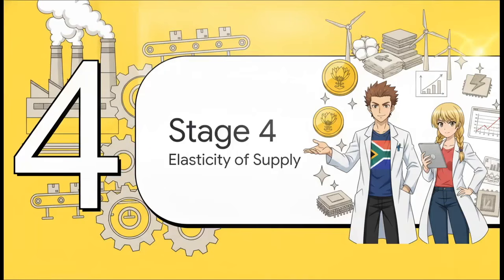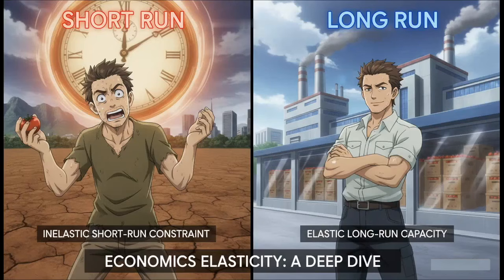Now for stage 4, the mirror match, price elasticity of supply. The law of supply tells us that as price goes up, quantity supplied goes up. But how fast can producers actually react? The absolute biggest constraint here is time. In the short run, supply curves are usually highly inelastic. I mean, if tomato prices skyrocket today, a vegetable farmer can't just instantly spawn a new harvest by tomorrow morning. You just can't rush nature.